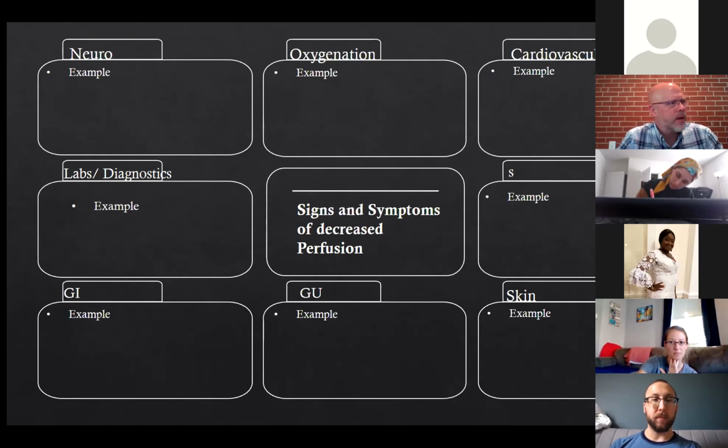When I think of neuro, I also sometimes throw in musculoskeletal. So you could have impaired mobility due to decreased perfusion. Oxygenation-wise, what are some changes? What might you see? Decreased cap refill. I'll put that under cardiovascular.